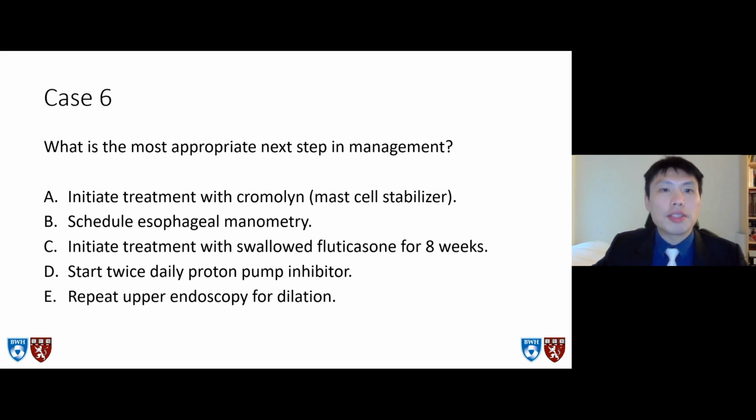So the question is, what is the most appropriate next step in the management? Is it A, initiate treatment with cromolyn, a mast cell stabilizer, B, schedule an esophageal manometry, C, initiate treatment with swallowed fluticasone for 8 weeks, D, start twice daily proton pump inhibitor, or E, repeat upper endoscopy for dilation?